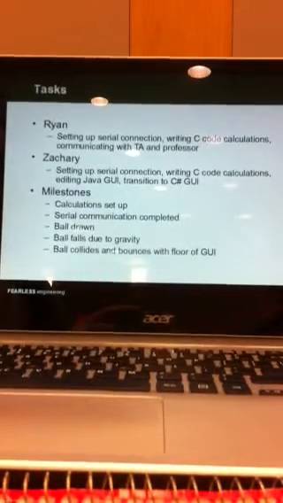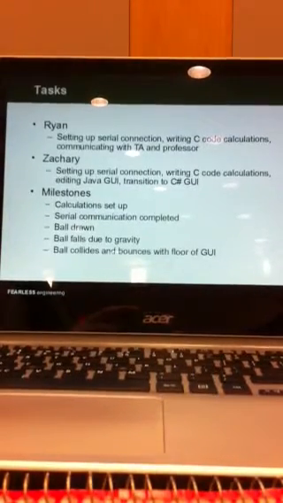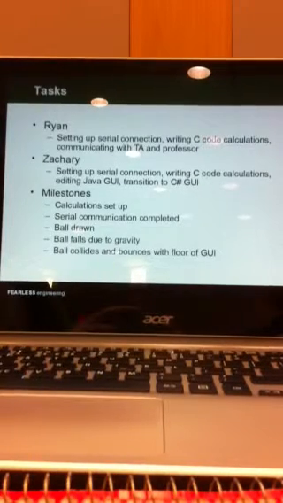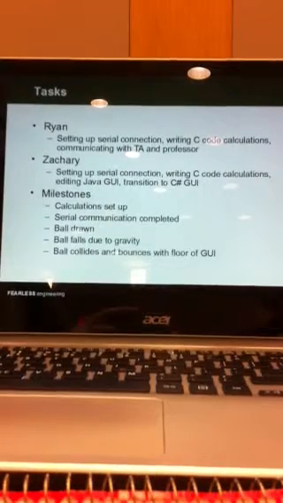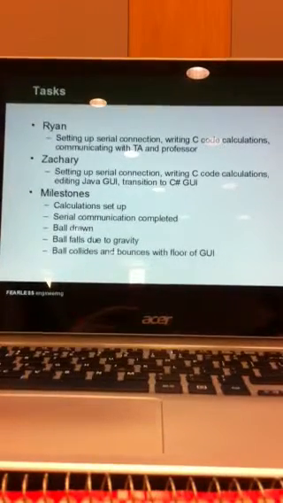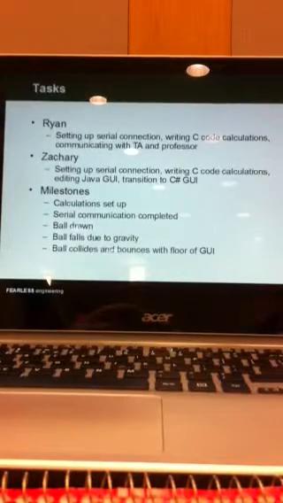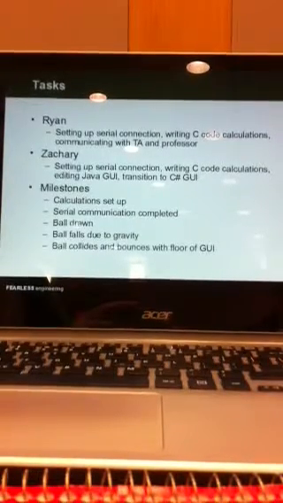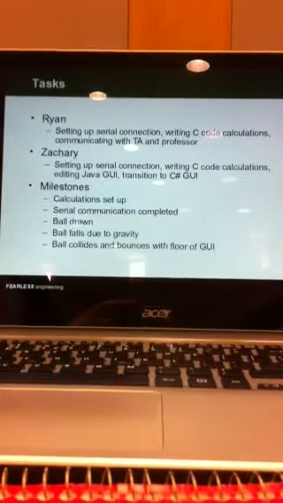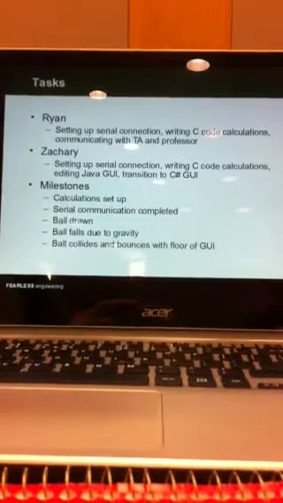Next, we have outlined and assigned our tasks for this project. I helped in setting up serial communication, writing C code calculations, and communicating with the TA and professors for the project. Zachary also set up serial connection, wrote C code calculations, and edited the Java GUI and eventually handled the transition to the C# GUI.